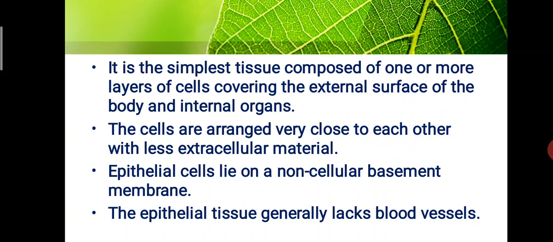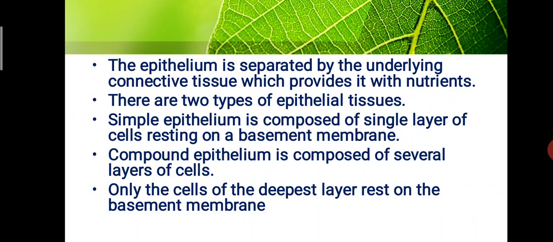And this generally lacks blood vessels. So in epithelial tissue, the blood vessels will not be present. And the epithelium is separated by underlying connective tissue which provides it with nutrients. So there will be layers, and in between the layers there will be an underlying connective tissue. So two tissues will be connected by another connective tissue which provides what?